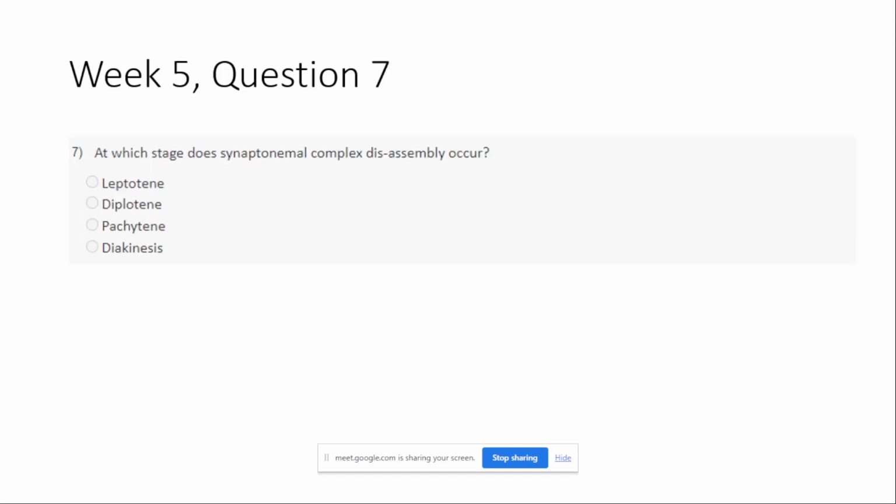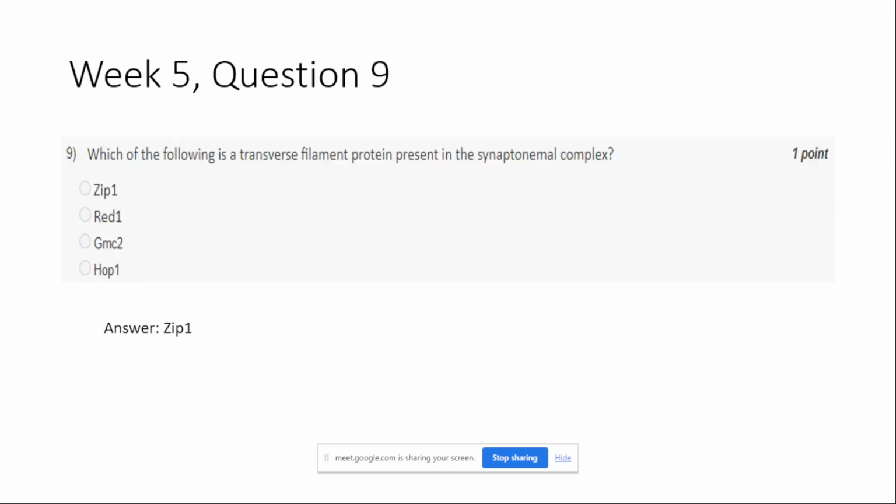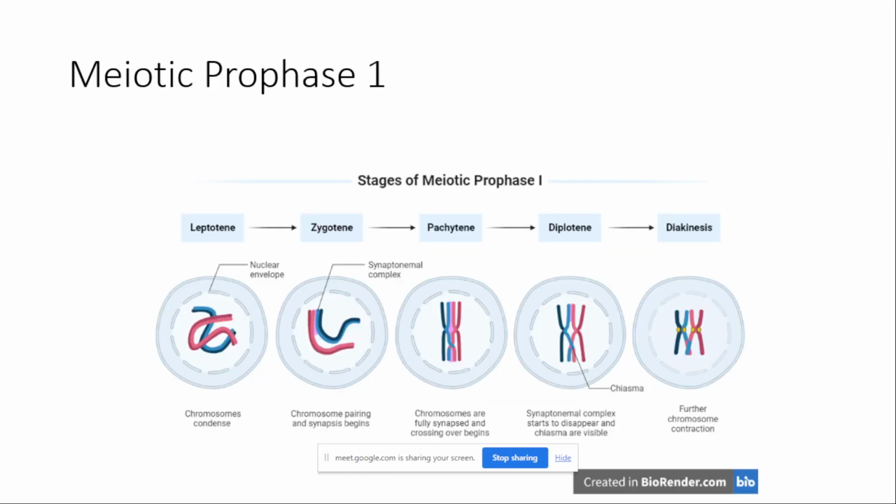Next question: at which stage does the synaptonemal complex disassembly occur? At which stage? Diplotene. Yes, diplotene. If we visit the diagram again, you can see in leptotene condensation, in zygotene pairing, in pachytene crossing over, and in diplotene, up to this region you can see the synaptonemal complex present. Here also present. Here it just started.